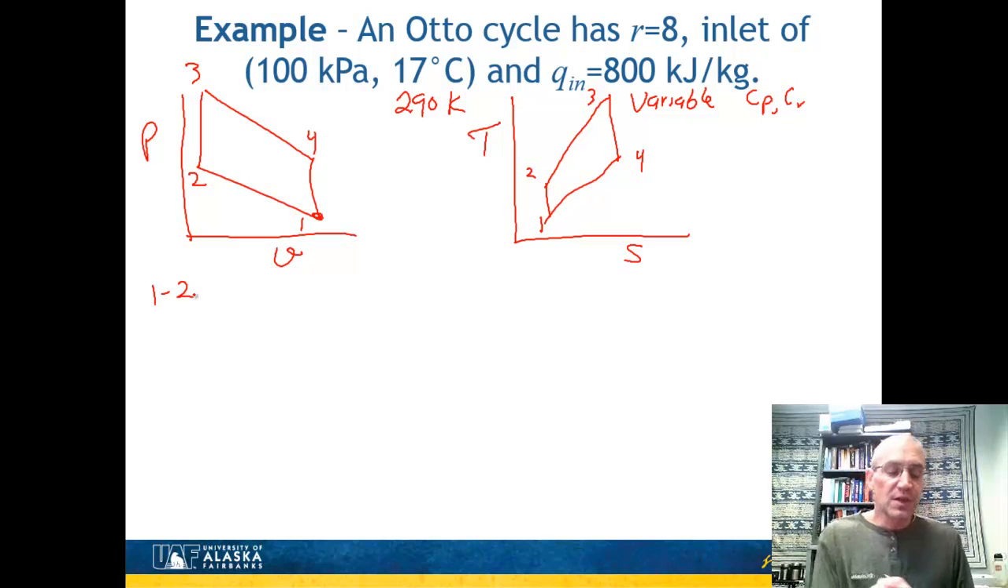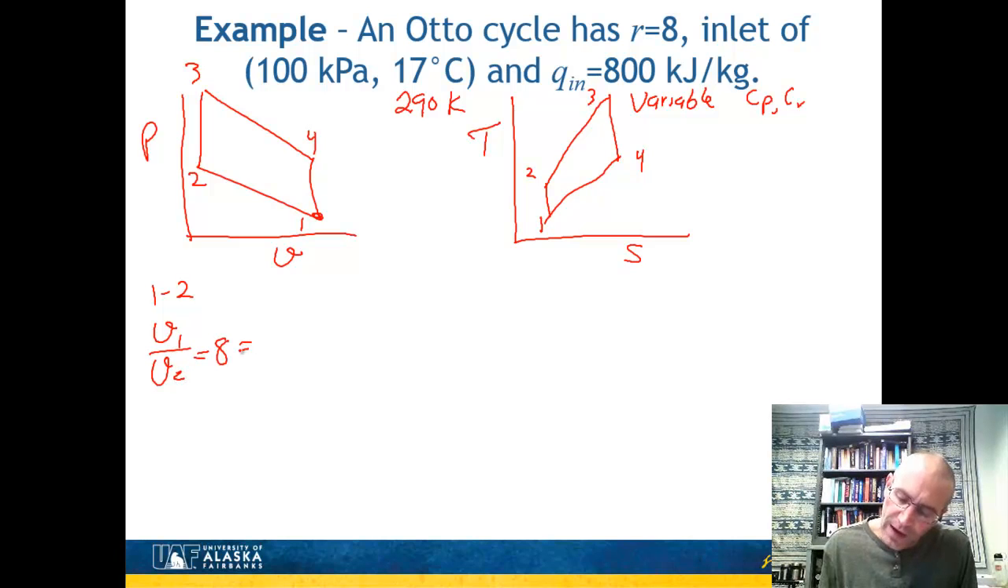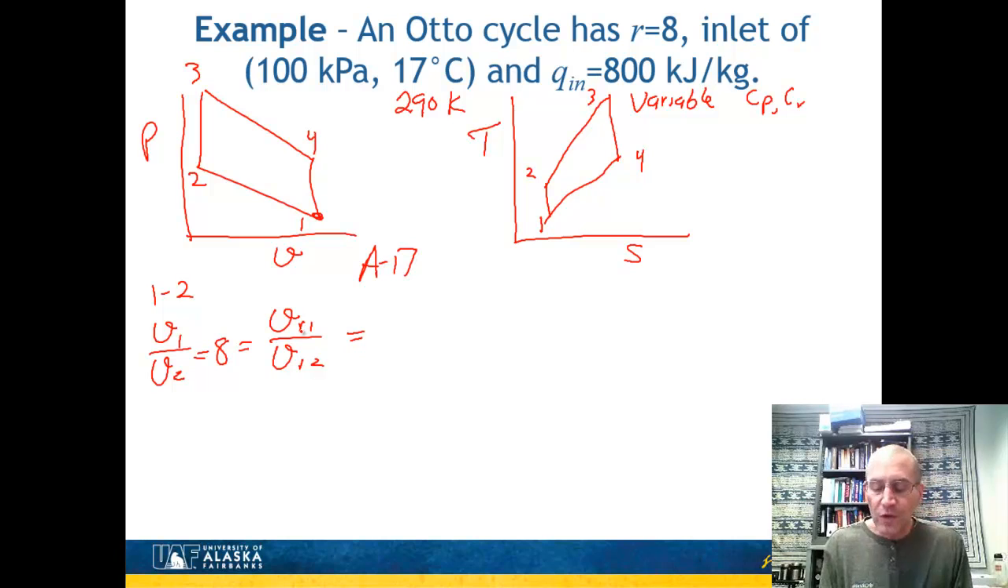Okay? But since we're using a variable heat capacity, we can't use that simple relation that we used before. We need to account for this. The way we can do this, remember that V1 over V2 is the compression ratio of 8. Remember the relative volume, VR1 over VR2. These were functions of temperature, and so you can look those up on a table, like Table A17. We can look up VR1, which is at 290 Kelvin, find the value of VR2, and then find the corresponding temperature. Let's go ahead and do that.